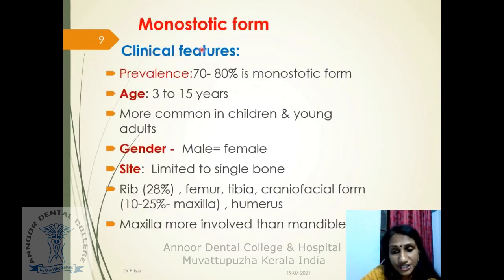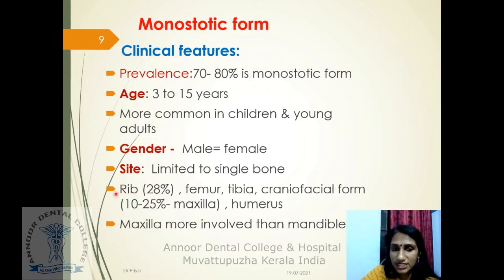We'll move on to the different types of fibrous dysplasia. So the first type is the monostotic type, where a single bone is going to be affected. Now the prevalence rate is around 70 to 80%. Age is between 3 to 15 years and it's very common in young children. So it is more common in young adults and children. Male and female are almost equal, and since it's monostotic, it is limited to a single bone.